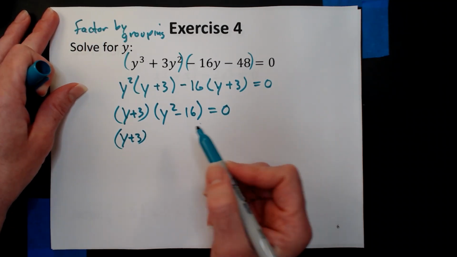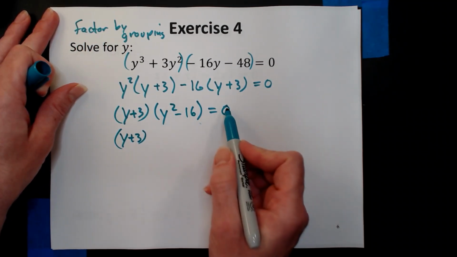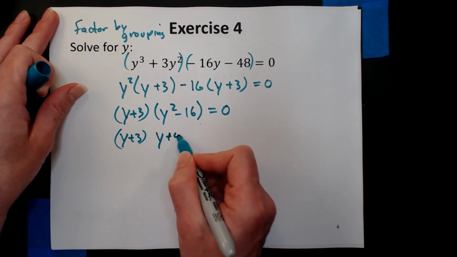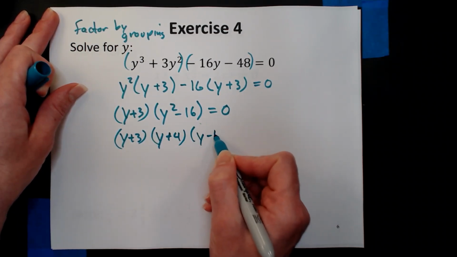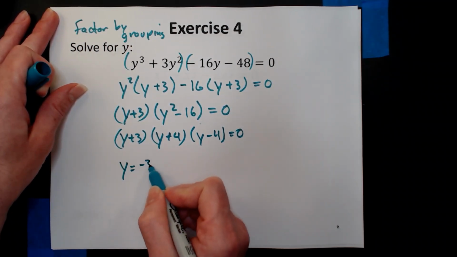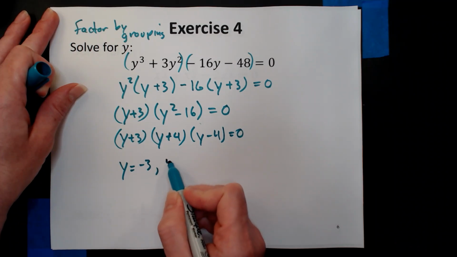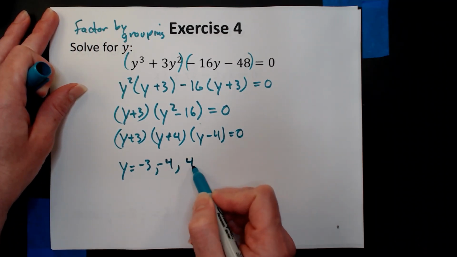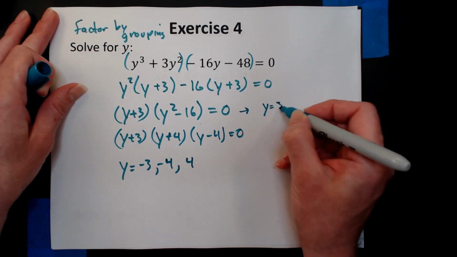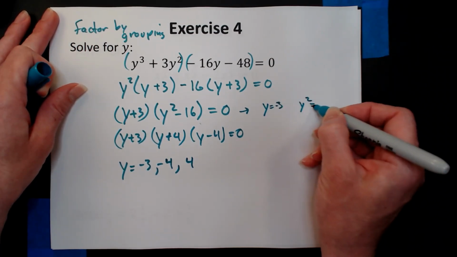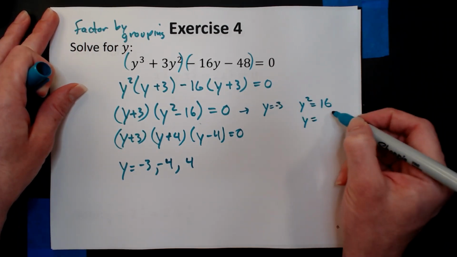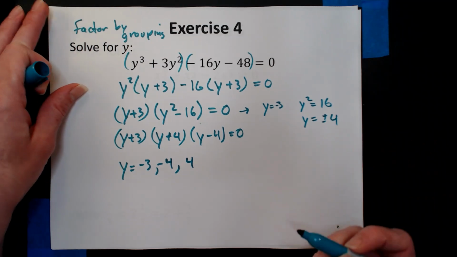So you can do one of two things. You can set each of these equal to 0. You can factor further. If you notice there's a difference of two perfect squares, you could say this is y plus 4, y minus 4 equals 0. And then you'd say that y can equal negative 3. It can equal negative 4, or it can equal positive 4. Another way of looking at this is you could say y equals negative 3 and y squared equals 16, so y would equal, so this is the first portion, this is the second portion, plus or minus 4. You get the same answer working either way.